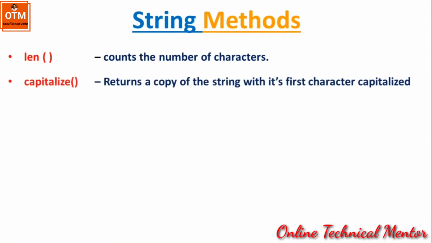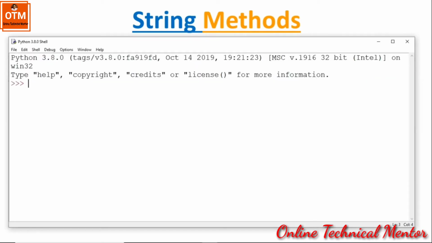Next, capitalize. It returns a copy of the string with its first character capitalized. Suppose I'm writing s equal to have a nice day, and all are in small letters. Now, if I write s dot capitalize, it will return the same string with the first character in an uppercase letter.